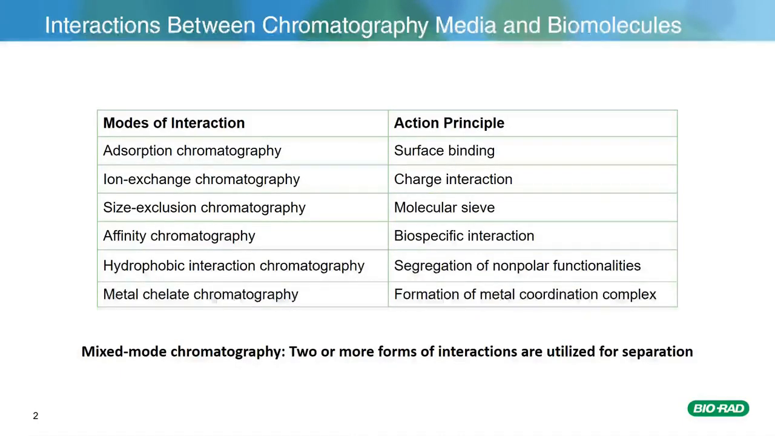Chromatography is a separation technology based on the interactions between molecules and a solid surface. For column chromatography, molecules with a stronger affinity for the resin will move slower along a column, and they're separated from those that interact weakly but move faster. The common types of interactions are shown in the table. For mixed-mode chromatography, which we are going to discuss, two or more forms of these interactions are typically involved.